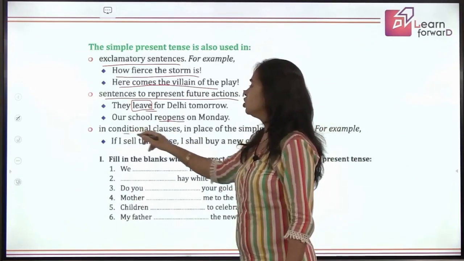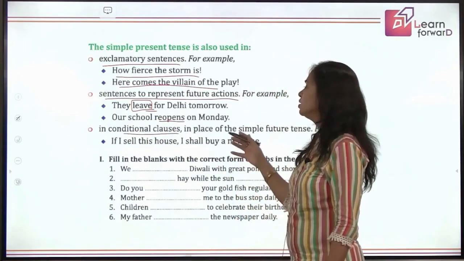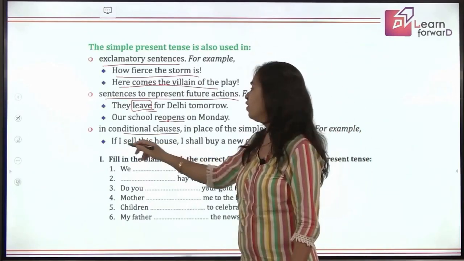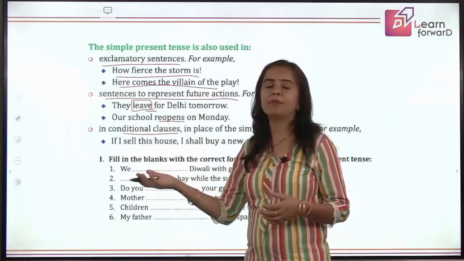In conditional clauses, we use simple present tense in place of simple future tense. How? If I sell this house, something is going to happen in future.